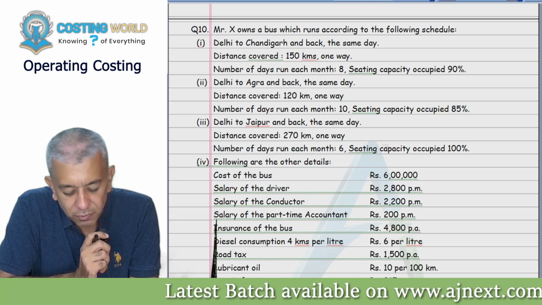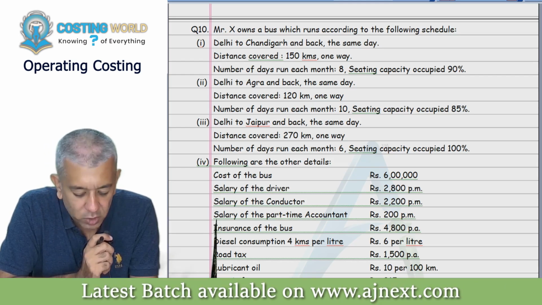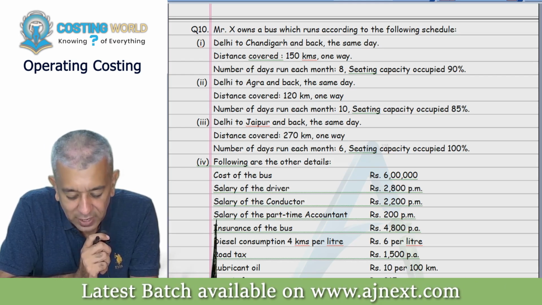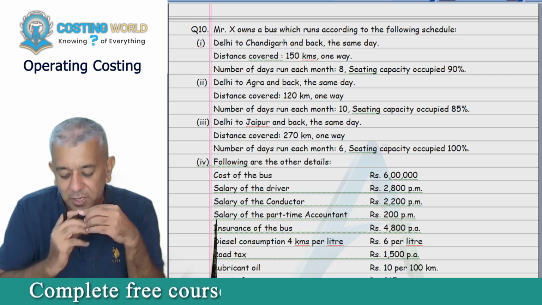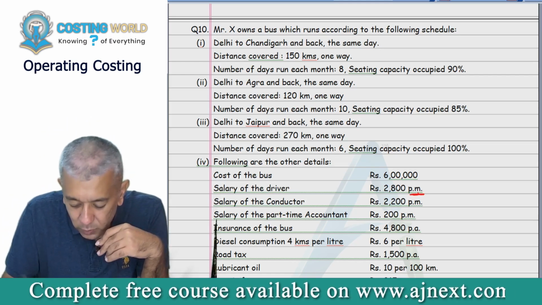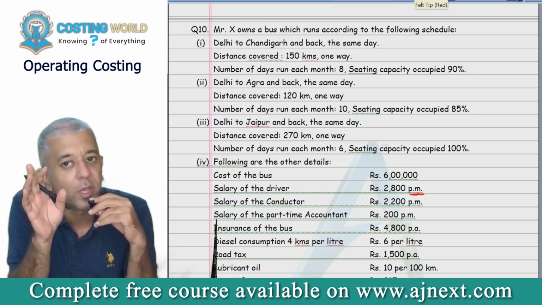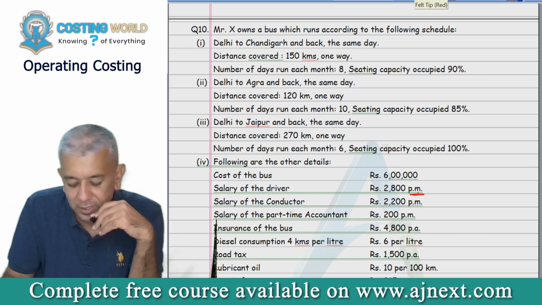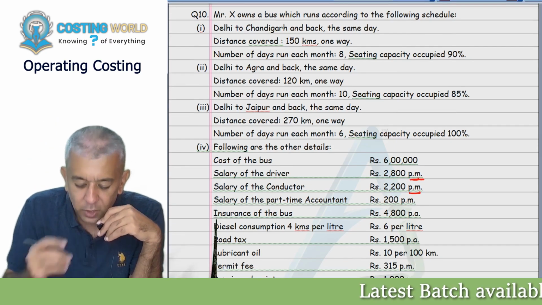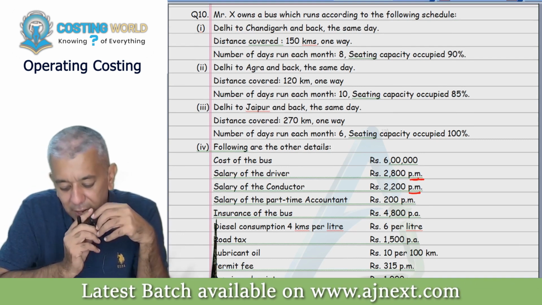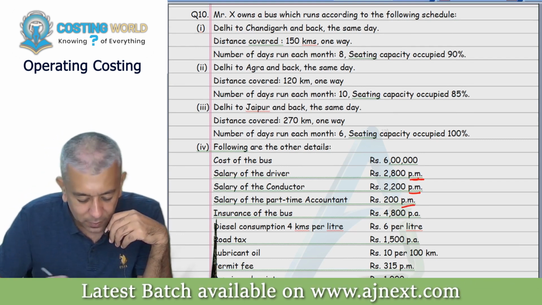Following are the other details. You have the cost of the bus, that is 6 lakhs. Salary of the driver, that is 2,800. Please underline per month. Underline all these small little words, and if you go wrong, it is only because of these particular things. Salary of the conductor, 2,200 per month. Salary of the part-time accountant, 200 per month.